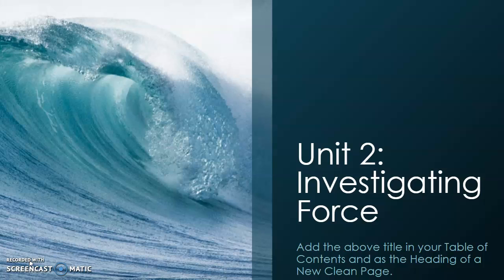Once you get your Investigating Force table of contents written down, turn to your next new clean page inside of your journal and also write Unit 2 Investigating Force as the heading of your new clean page. Pause the video here and make sure that you have those written down in your table of contents and on a new clean page.